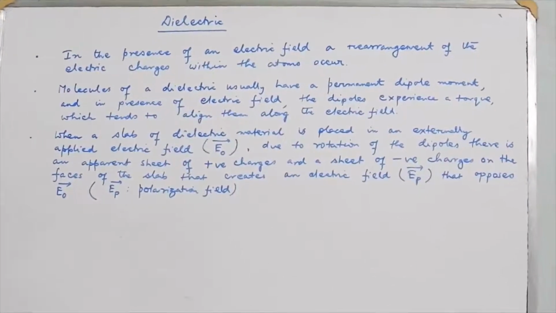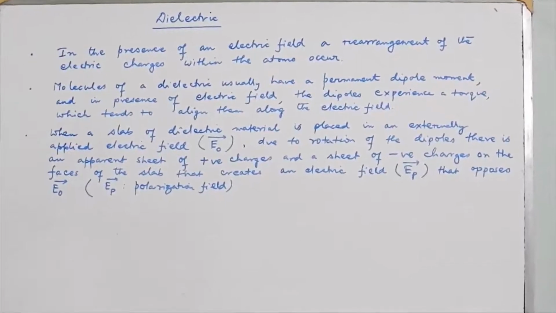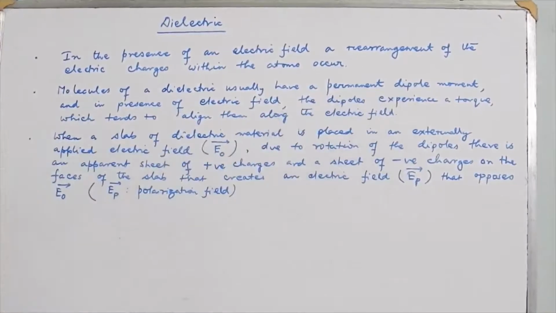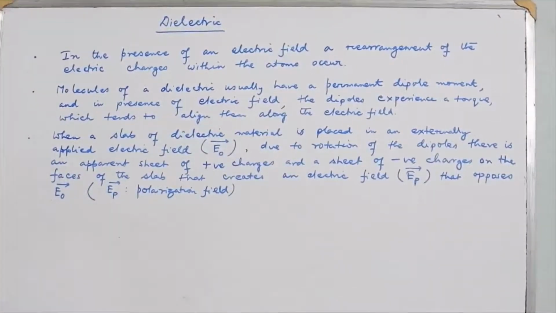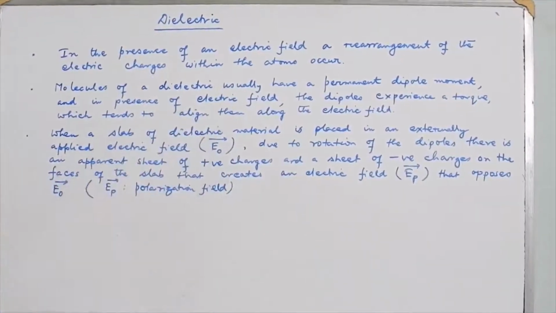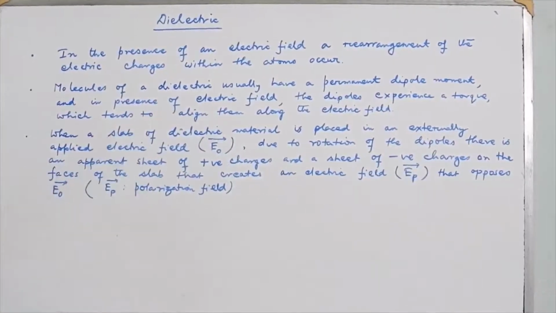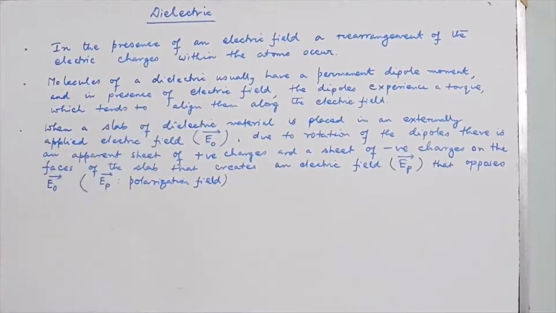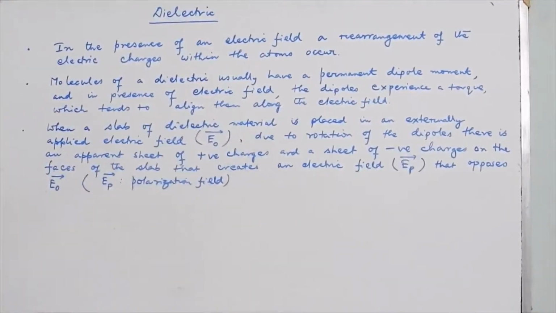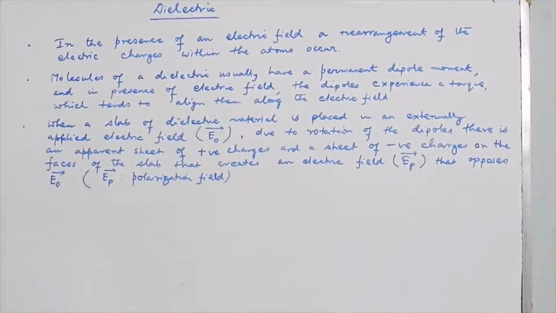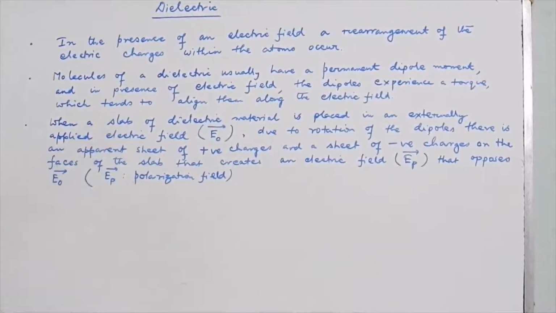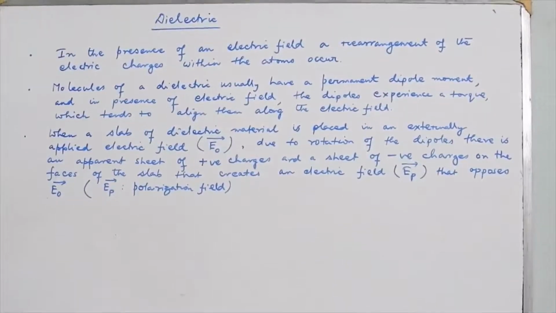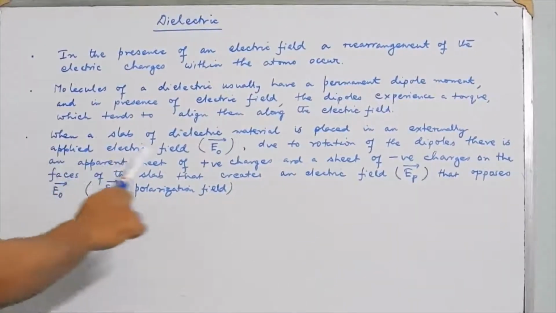So, for the time being, if we assume that the molecules of a dielectric have a permanent dipole moment or a net dipole moment, then in the presence of the electric field, the dipoles will all experience a torque, and that will try to align the dipoles along the direction of the electric field. So if a dielectric slab is placed in an externally applied electric field, let me call that externally applied electric field E0.